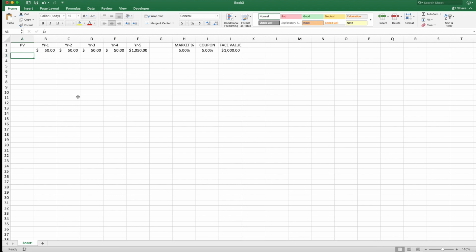Now to get the present value of the bond, which simulates that bond ETF's price, we need to discount each year's cash flow. So to do that, I'm just going to divide the cash flow by 1 plus our discount rate raised to that period. Do that for the rest of these cells. Now I'm going to get the sum of these cash flows. So the present value of this bond is $1,000.